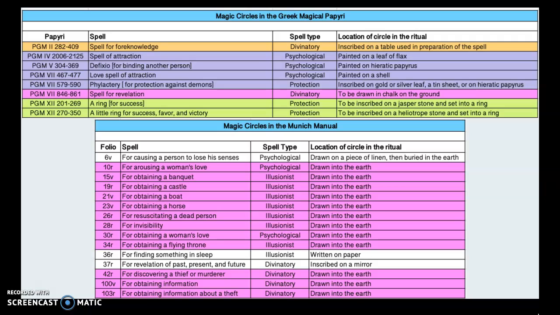In the form, content, and purpose of magic circles in the Munich Manual, we see echoes of the traditions found in the Greek magical papyri, and also traditions found across diverse cultures and time periods. There is so much more this manuscript could tell us about the history and persistence of these traditions, with further detailed study of the rituals.